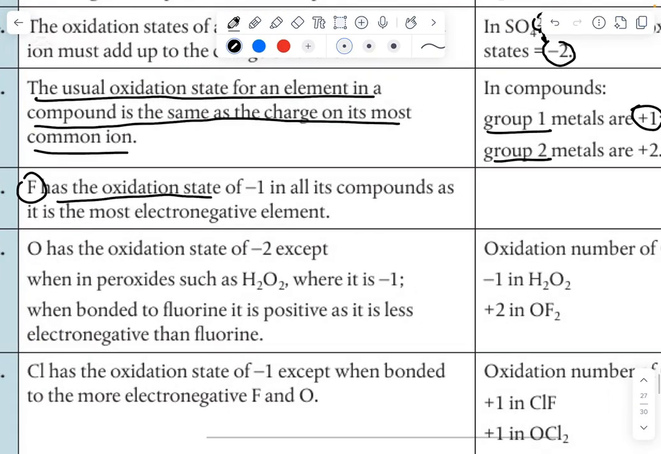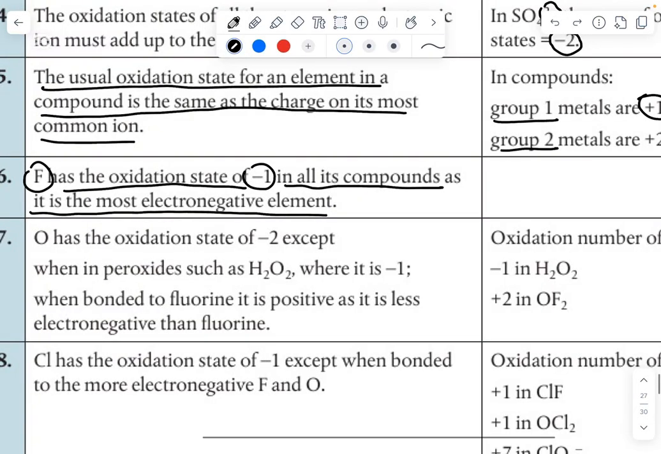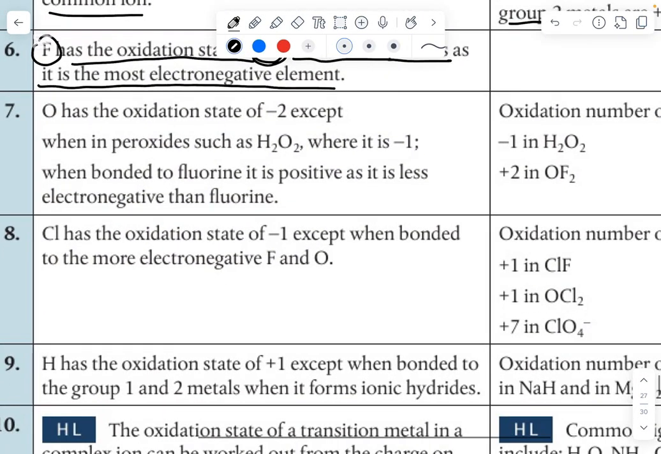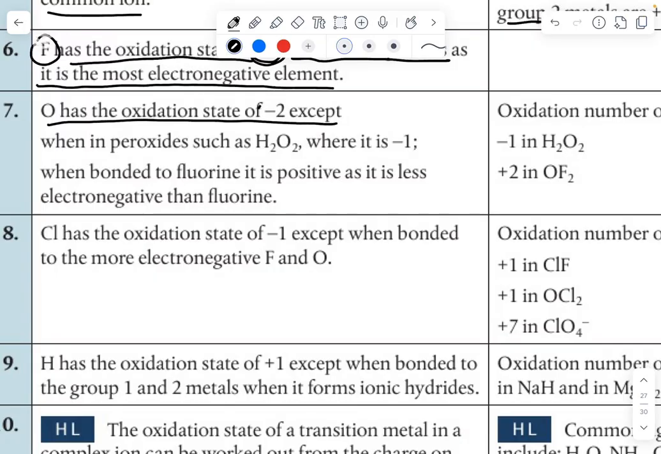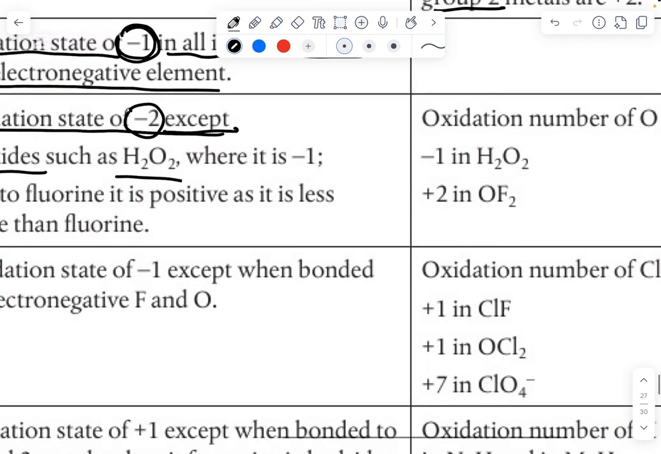Fluorine has an oxidation state of -1 in all of its compounds as it is the most electronegative element. It's going to have control over the electrons. So no matter what you do with fluorine, it's always going to be -1. Oxygen has an oxidation state of -2 most of the time, except when it forms peroxides such as H2O2, where it is -1.